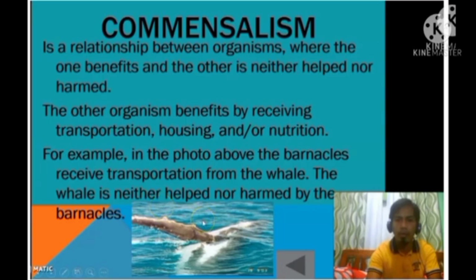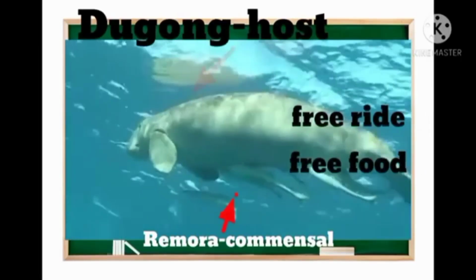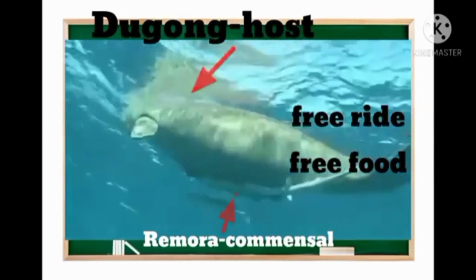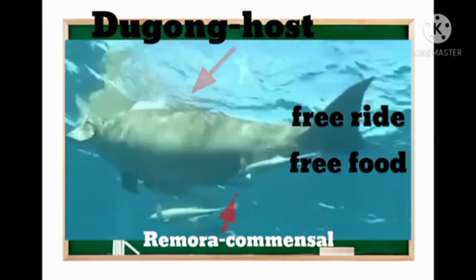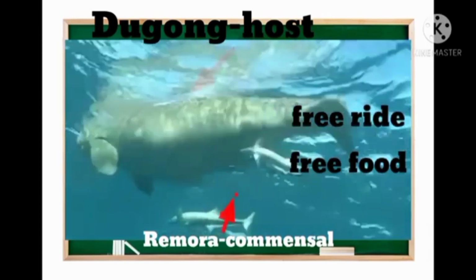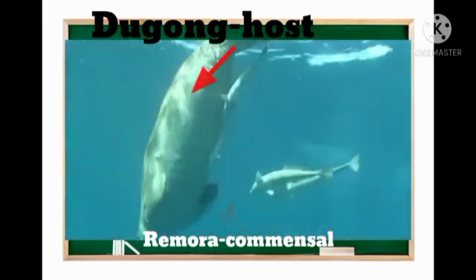The whale is neither helped nor harmed by the barnacles. Let's have another example. In this video, the remora is attached to the dugong to get a free meal and a free ride to save energy. While the dugong is unaffected, so the host is the dugong and the remora is called commensal.